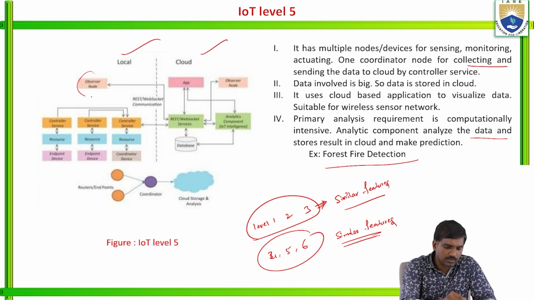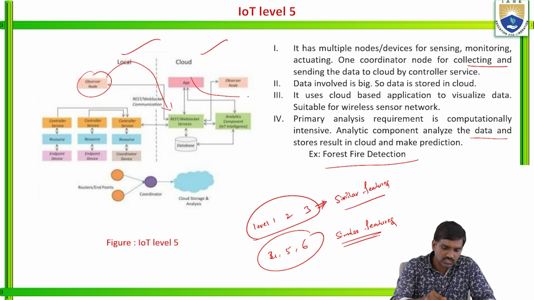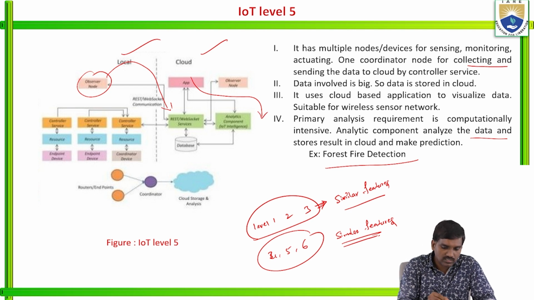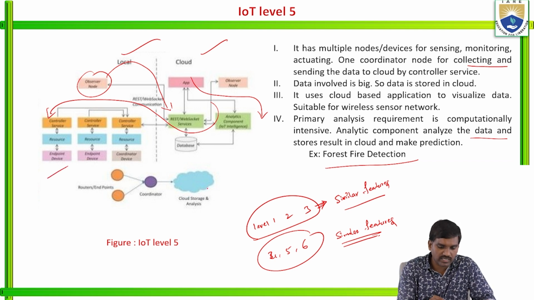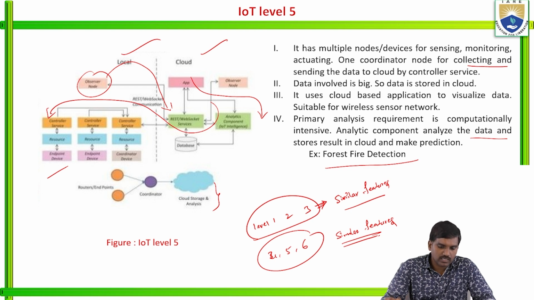Same observer node here. From the observer node, we can connect directly to the REST, WebSocket communication API. From the application, we can connect to the analytics component, the IoT integration part. These three are connected to the control service, resource and endpoint devices. Finally, we have the cloud storage and analysis part. This is level 5, for forest fire detection.